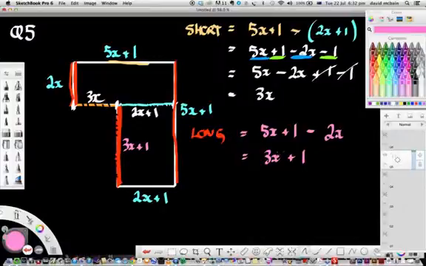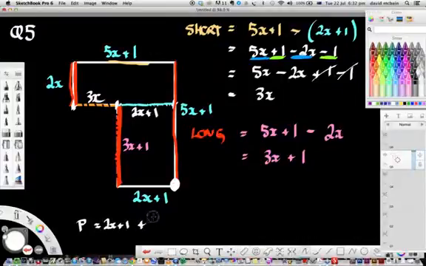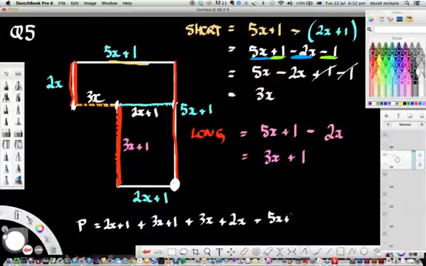So now we can work out the perimeter, because the perimeter is going to be, starting from here, 2x plus 1 plus 3x plus 1 plus 3x plus 2x plus 5x plus 1 plus 5x plus 1 again.